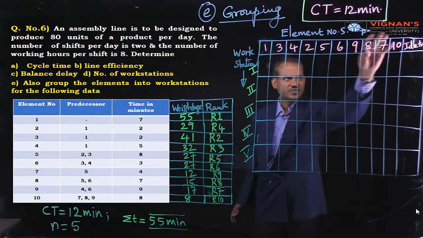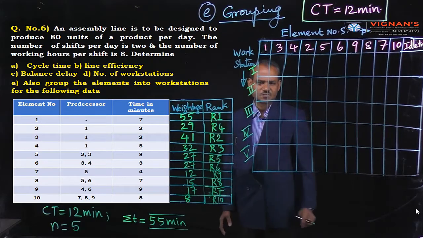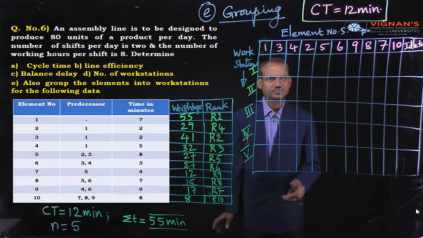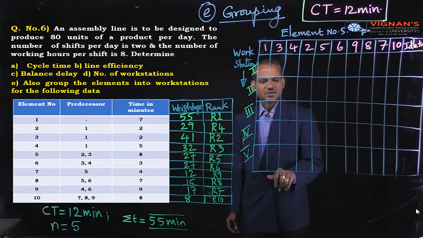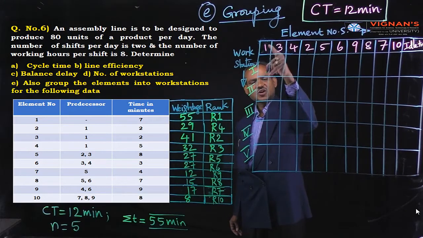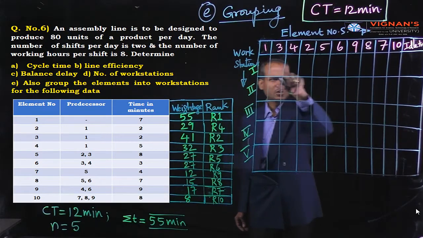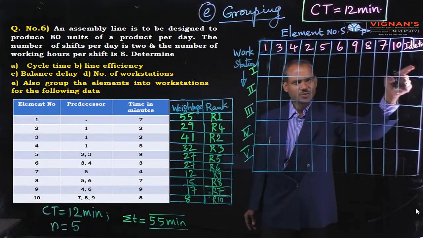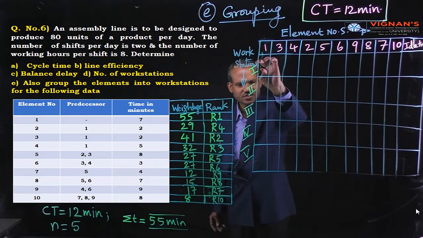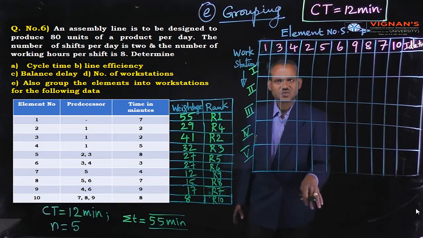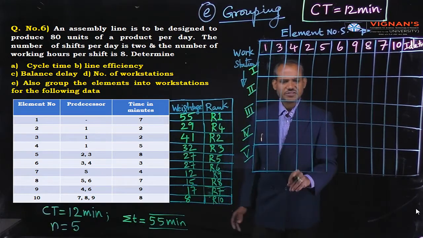Here work elements, here workstations. Now we are going to assign. Listen carefully. First, start with work element number 1 and first fill all the details. What is this? This is workstation number 1. First consider workstation 1. Then go to workstation 2, next 3, 4, 5, like that. First we are going to start with workstation number 1.